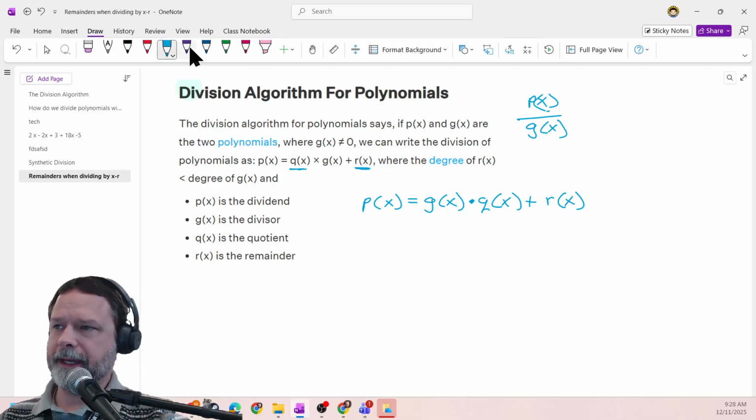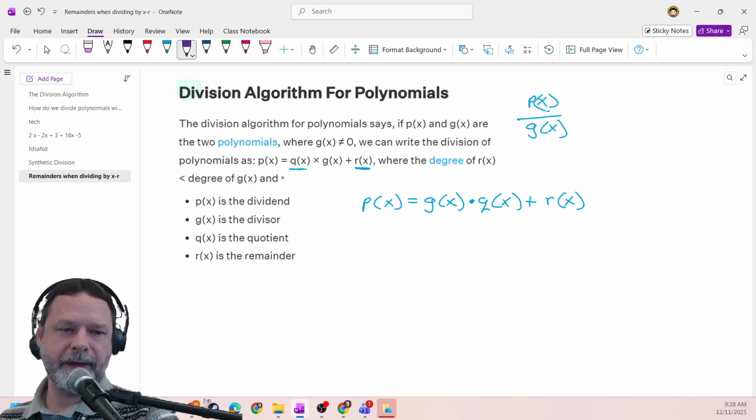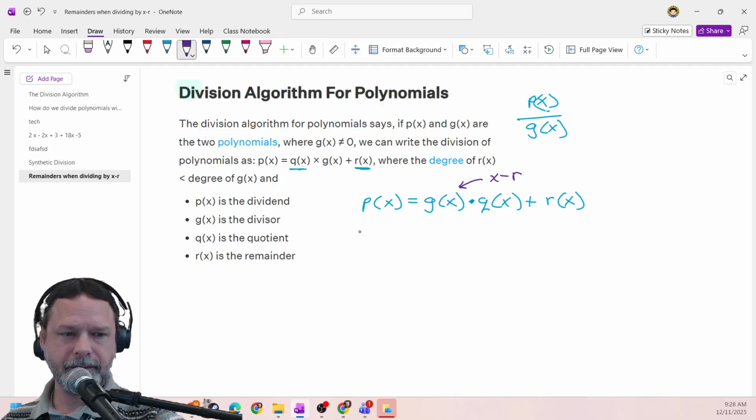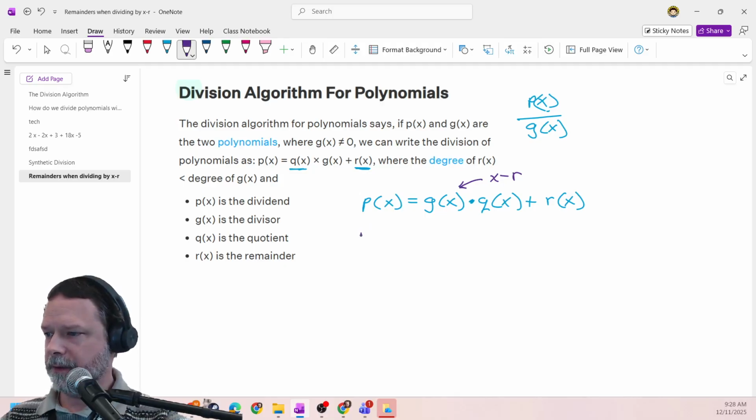Now, what if we talk about the special case where g of x is of the form x minus r? If that's the case, well, what we get is that p of x can be written as x minus r times q of x plus r of x.